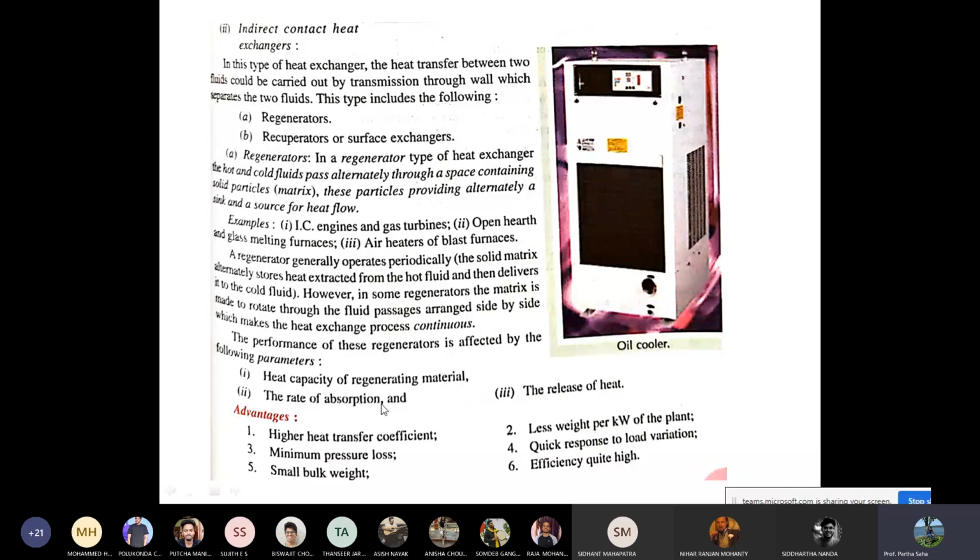What are the advantages of regenerators? They have a high heat transfer coefficient, minimum pressure loss, small bulk weight, less weight per kilowatt of the plant, and quick response to load variation, and the efficiency is quite high.